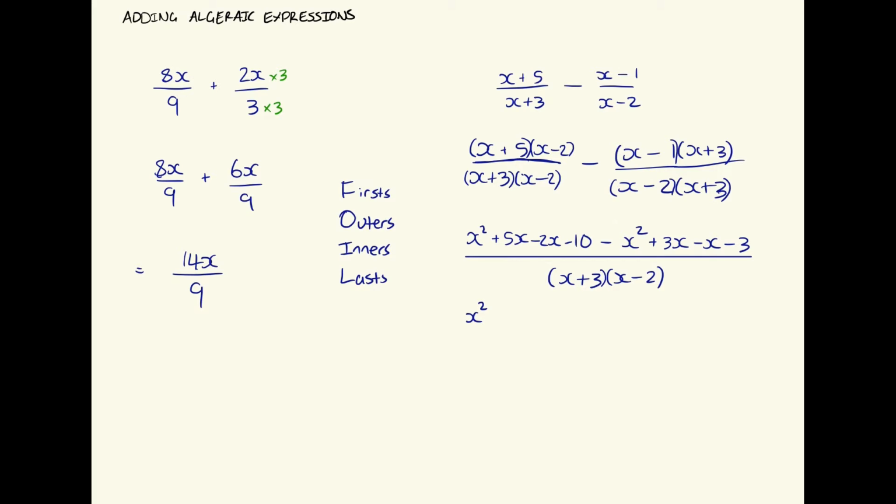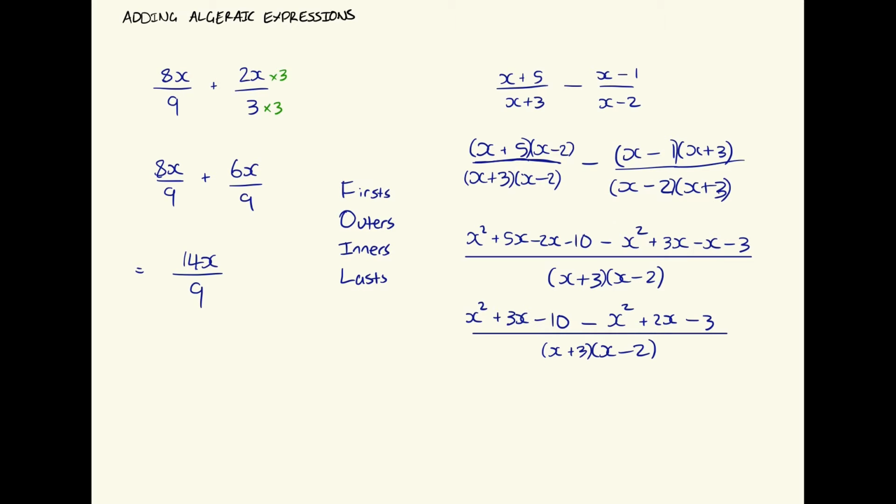So what I will do is simplify this even further. So x squared plus 3x minus 10, and I'm going to take away x squared, and here we have 3x minus x, that's 2x, so plus 2x minus 3. And remember, that's all over x plus 3 multiplied by x minus 2.